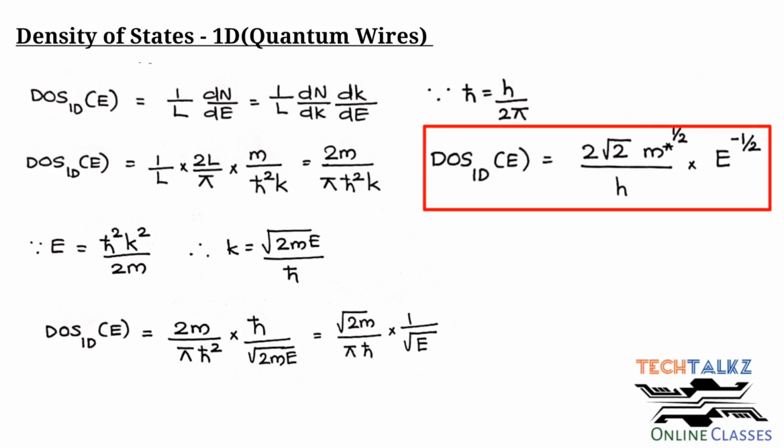Density of states of 1D structures or quantum wire with respect to energy will be 2 times square root of 2m to the power of 1 by 2 divided by h multiplied with energy to the power of minus 1 by 2. Therefore, in 1D structures or quantum wires, the density of states is proportional to 1 over square root of energy, or it is proportional to energy to the power minus 1 by 2.